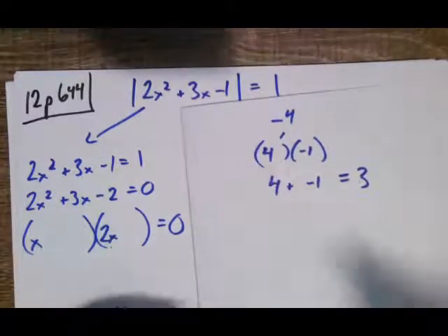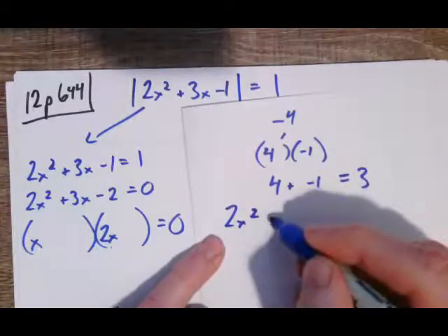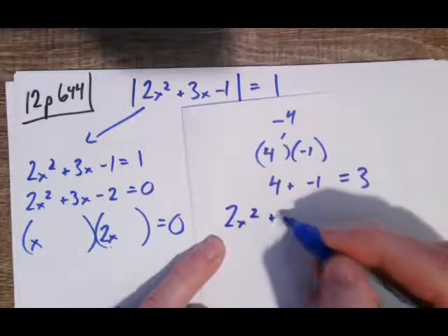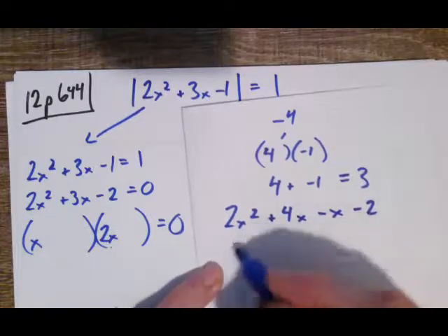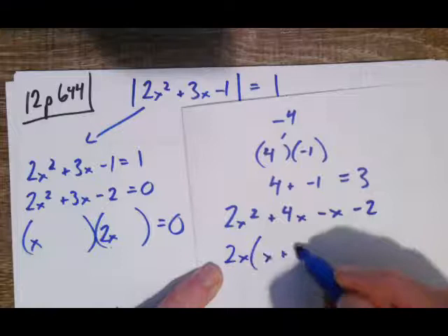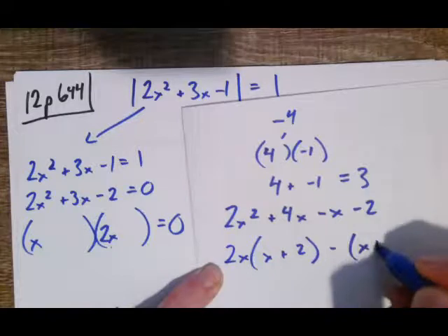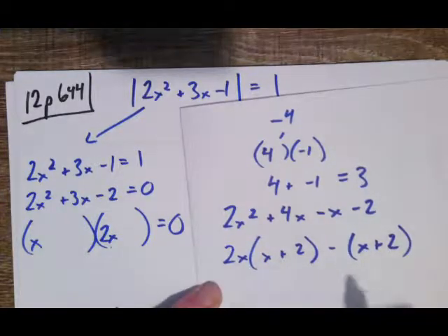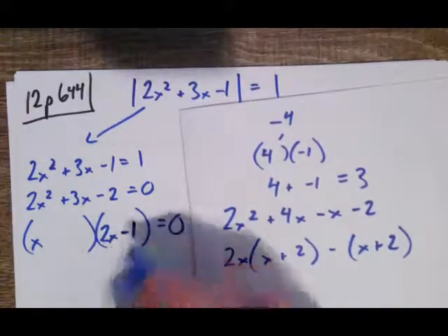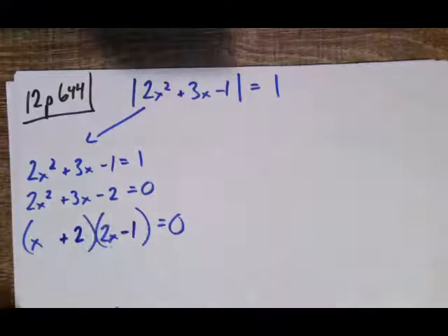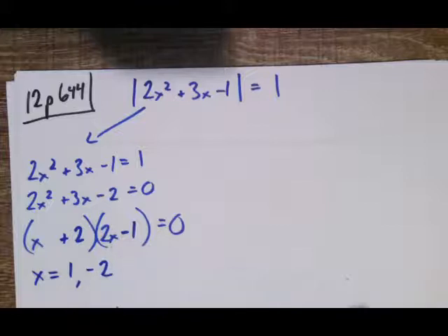So to further that, that would be 2x squared plus 4x minus x minus 2. I'm not sure the order here yet. 2x times x plus 2 minus, yeah, that works, x plus 2. Okay, so it's going to be 2x and negative 1 times x plus 2. 2x minus 1, x plus 2. Therefore, x equals 1 or negative 2.